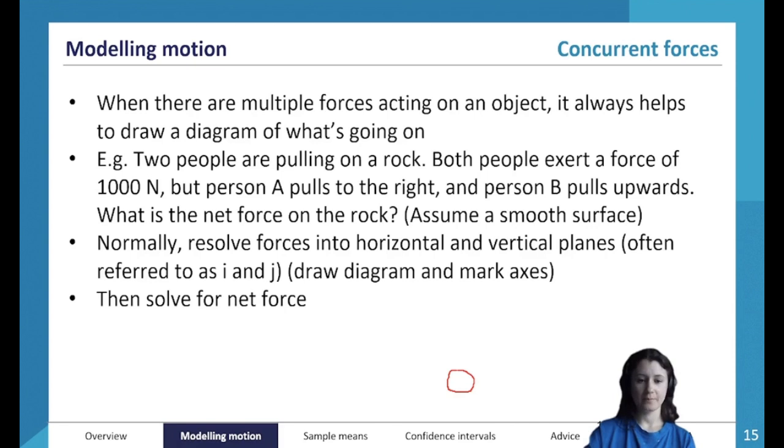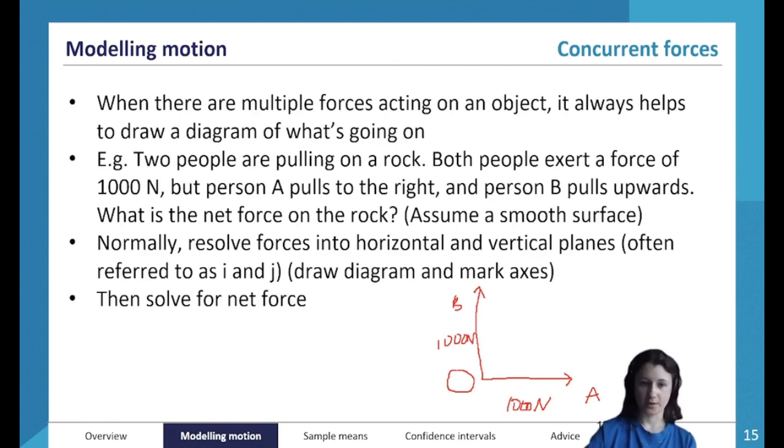Person A pulls to the right. Person B pulls upwards. So this is A, this is B. They're both exerting a force of 1,000 newtons, so we're going to label those sides. Remember, this is a force diagram, so the length of those sides is equivalent to 1,000 newtons.